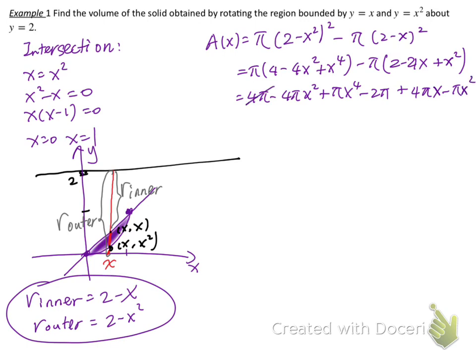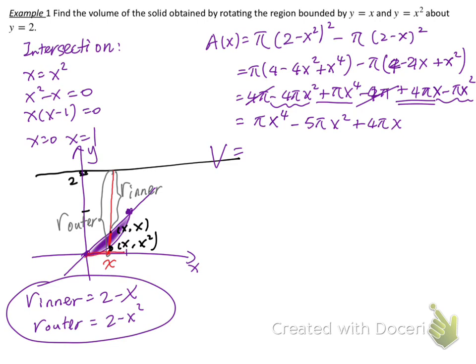And then I see the 4 pi, I'm sorry, this is supposed to be a 4. Yeah, the negative 4 pi cancels, and I'm getting pi x to the 4th power. X squared terms, I have minus 5 pi x squared, and finally I have the x term, 4 pi x.